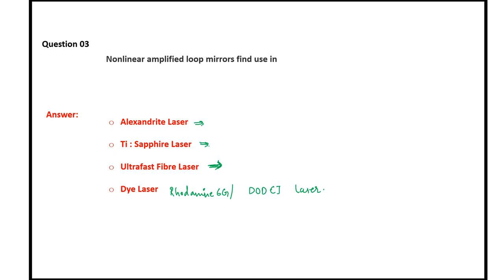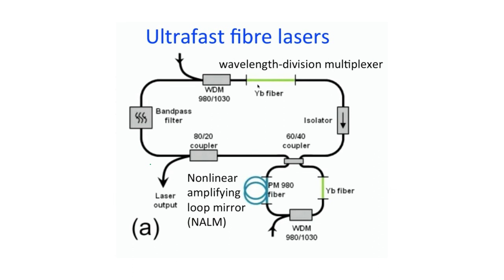These two are also examples of solid state lasers which use some of the ancient gemstones like alexandrite and sapphire, which are doped with some metals. For example, here it is doped with chromium plus 3 and here it is doped with titanium. So these are also solid state lasers, the old and traditional ones. Alexandrite was developed after titanium sapphire, but quite some time after. Now, what is not known to us is the ultrafast fiber laser, which is something like this.